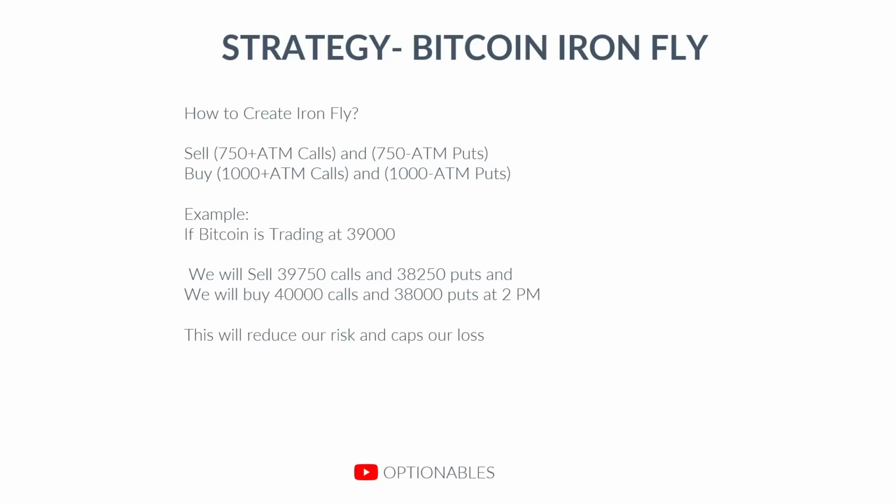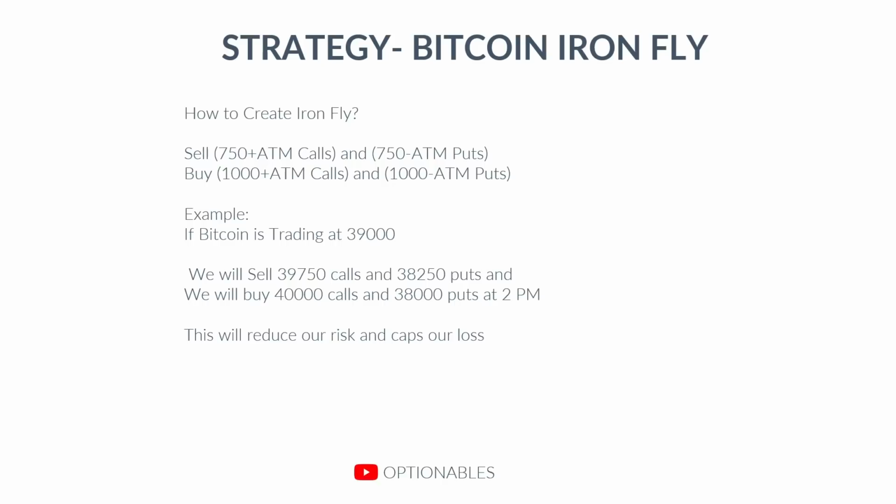And what am I doing here? I'm creating an iron fly for Bitcoin, and time of entry is 2 p.m. and time of exit is 5:30 p.m., since every option on delta.exchange expires at 5:30 p.m. Time of expiry is 5:30 p.m. and it is a weighted average price for the last 30 minutes. So that is what happens.